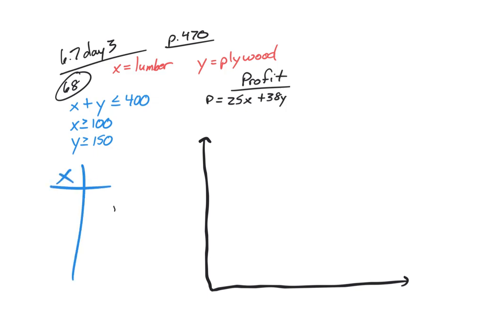And there's only one of them that we have to do that for. There's only one standard form equation. And both of them are going to be 400, because if I plug in 0 for x and y, then both x and y are going to be 400.